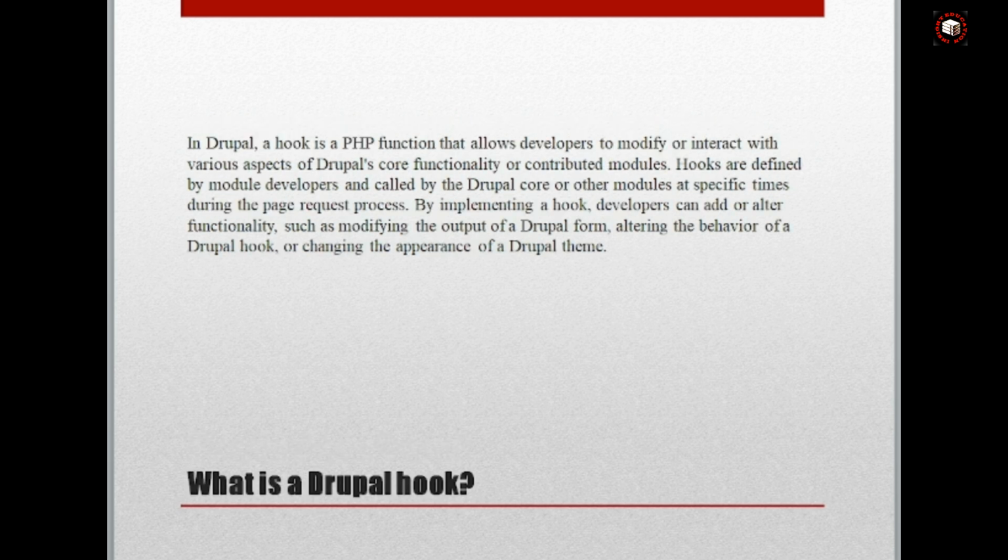What are Drupal hooks? Drupal hooks are PHP functions that allow developers to modify or interact with various aspects of Drupal core functionality or contributed modules. Hooks are defined by module developers and called by Drupal core or other modules at a specific time during the page request process. By implementing a hook, developers can add or alter functionality, such as modifying the output of a Drupal form, altering the behavior of a Drupal module, or changing the appearance of Drupal themes.